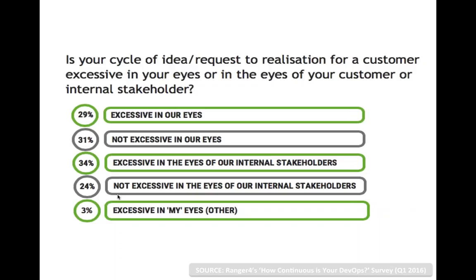31 said not, and 24 said not in the eyes of our external stakeholders, and 34 said yes in the eyes of internal stakeholders. So it's kind of a bit 50-50 on when people think this is something that they want to do. Interestingly, no one really responded about the eyes of their customer. So it sounds like nobody has really polled their customers whether that's something that they want to do. Generally, we see a trend as people mature of wanting to get closer and closer to this.